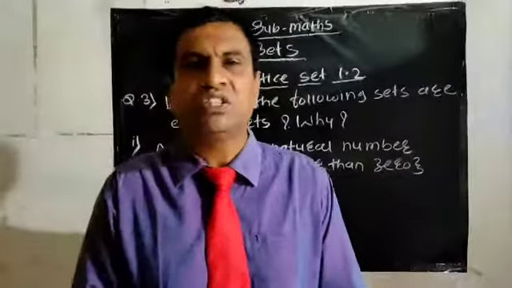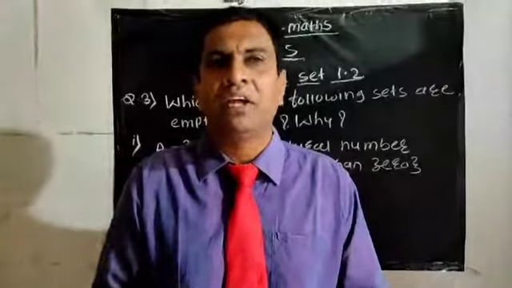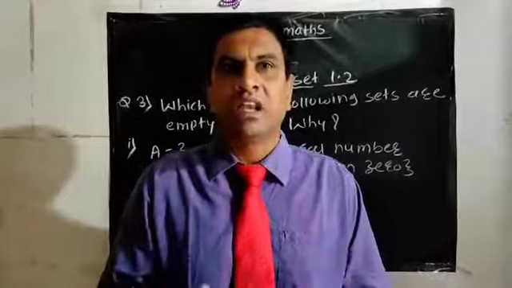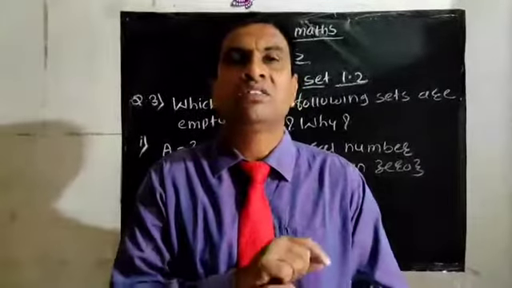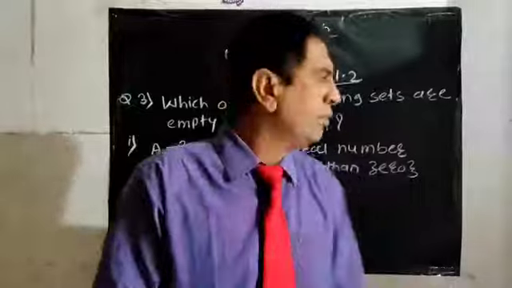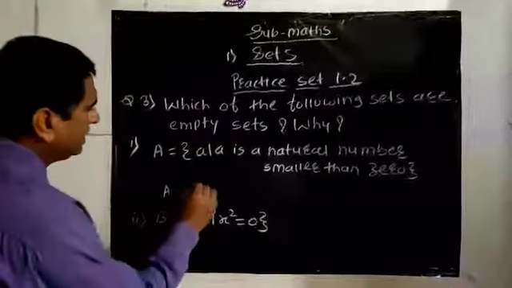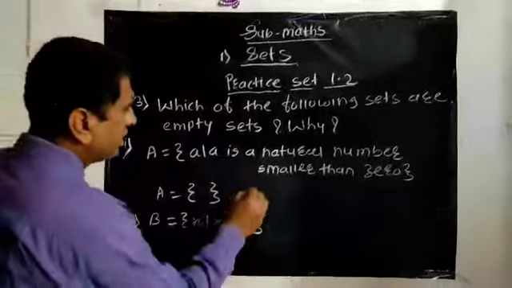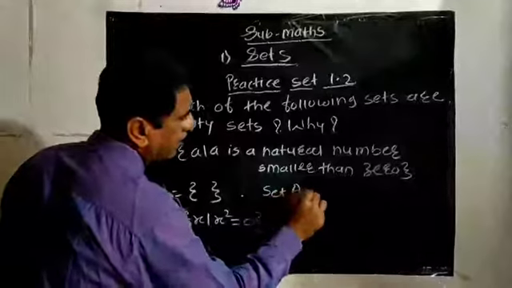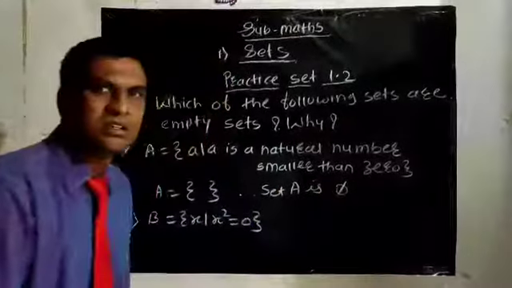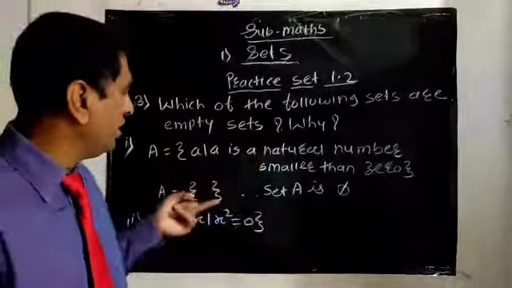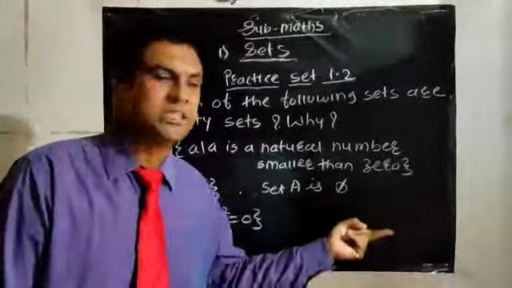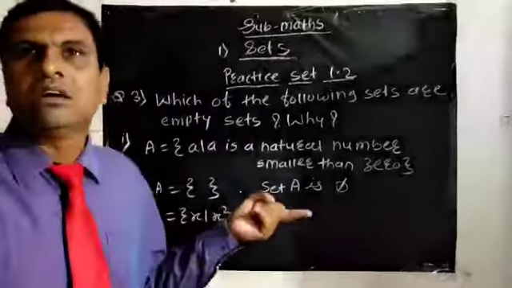Less than 0 means the negative numbers, and negative numbers are the integers that are not the natural numbers. Less than 0, there is not a single element coming in this set. So in this set, the elements are not there. So this set is the empty set. Therefore, set A is an empty set. For the reason, you can write here: in set A not a single element is present, therefore set A is an empty set.